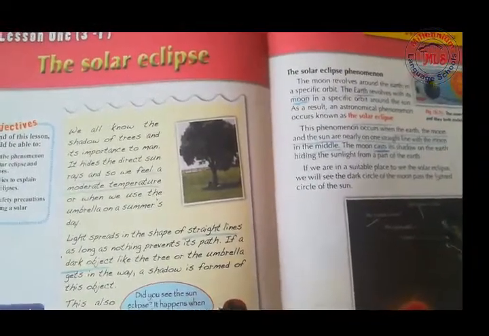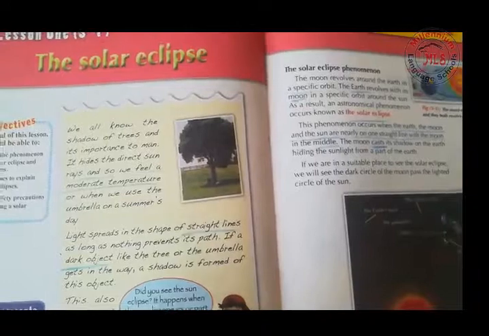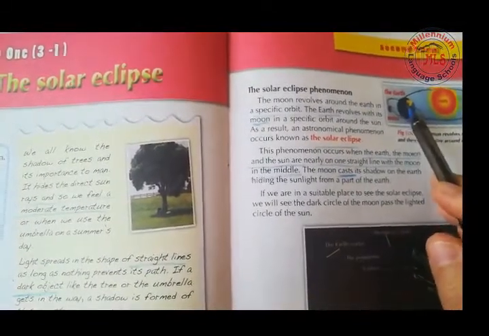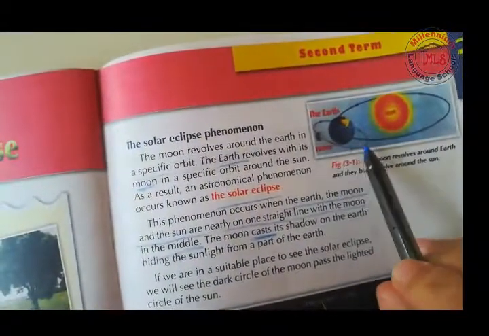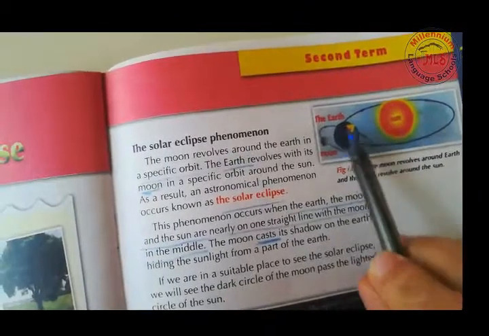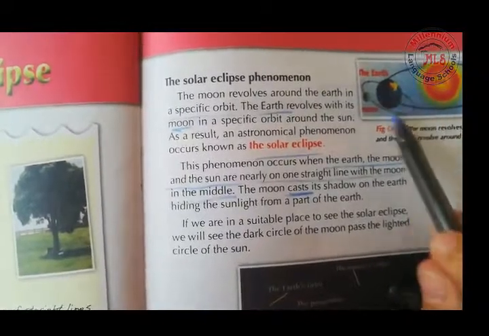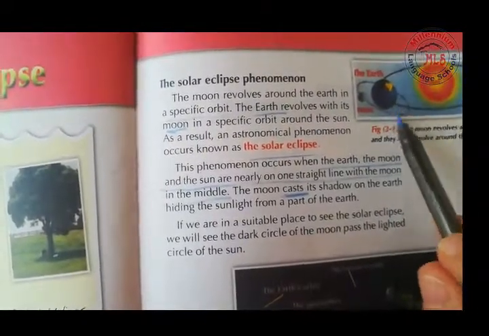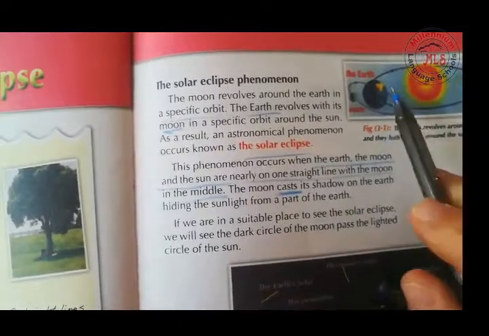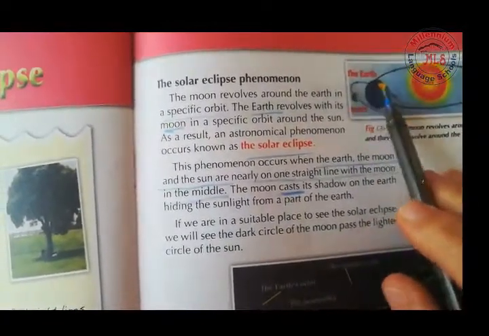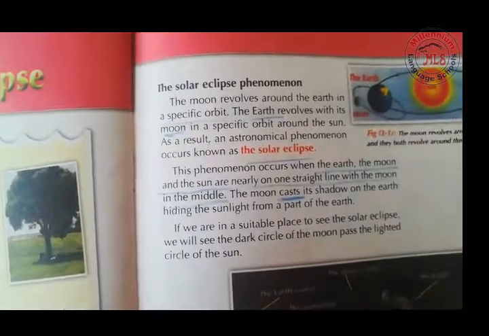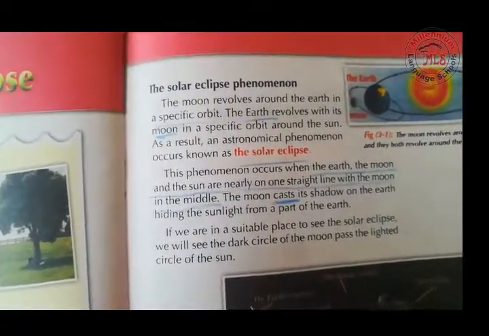Today we'll talk about solar eclipse. Solar eclipse takes place due to revolving of the moon around the earth, as we see in this picture. The moon revolves around the earth in an elliptical orbit, a specific orbit or oval orbit. Oval means elliptical, not circular. And earth and moon, both of them, are revolving around the sun also in an oval orbit.